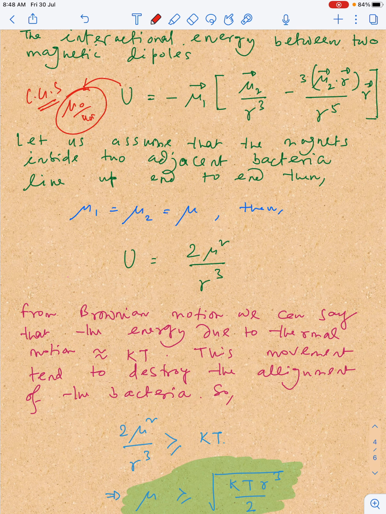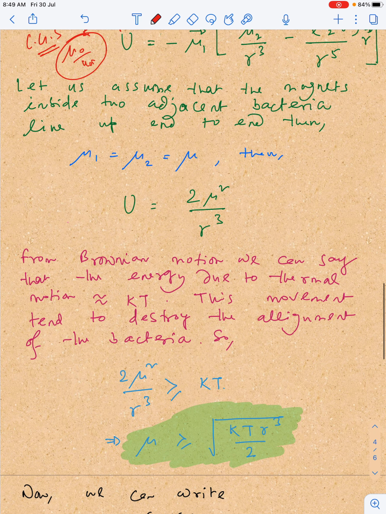Now we are assuming that these two bacteria have identical magnets, for which mu1 equals mu2 equals mu. If I substitute this value in the equation, we get U equal to 2 mu square by r cube.